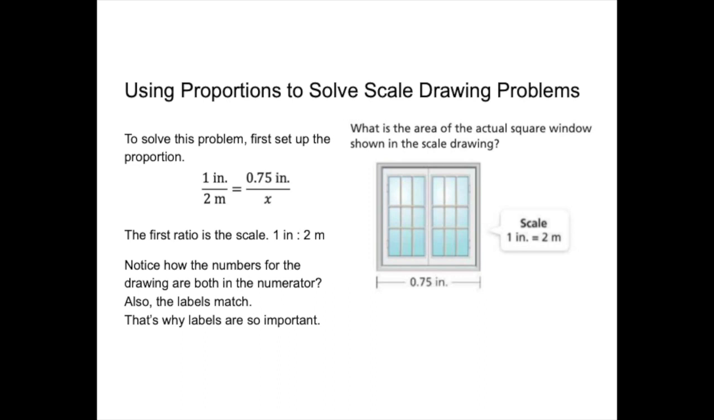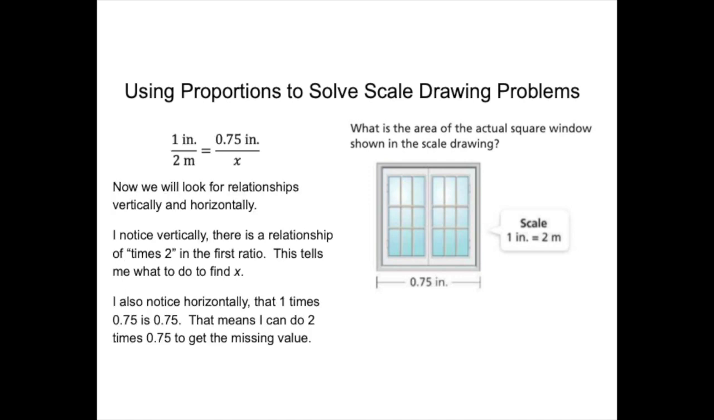And the width in the drawing is 75 hundredths of an inch, and so that's placed in the numerator of the second ratio. Notice how the numerator has the same label, so inches is on the top because that comes from the scale drawing. And we're asked to find the actual length, so that's why the x is in the denominator across from where it says 2 meters. Now, we're going to look for relationships in the proportion, and we're going to look vertically and horizontally.